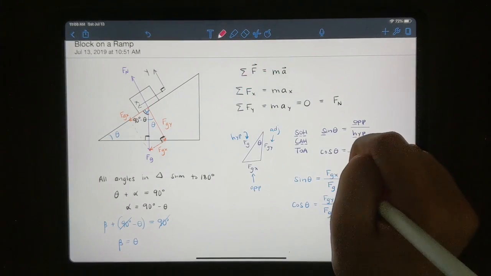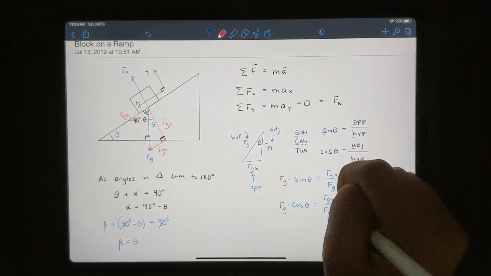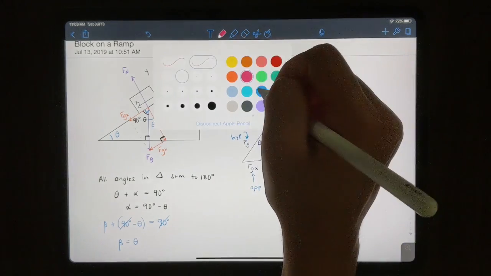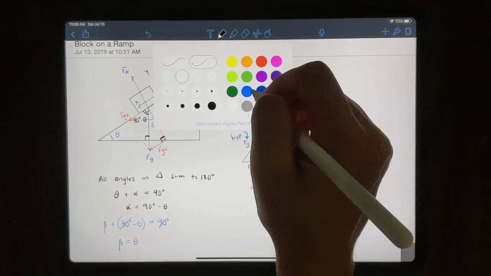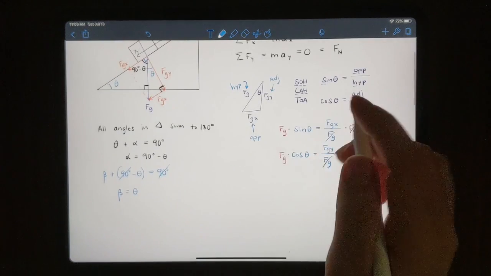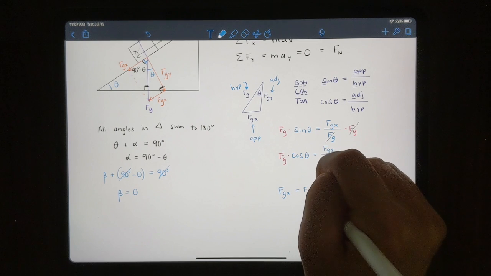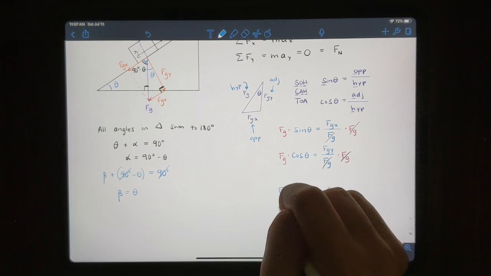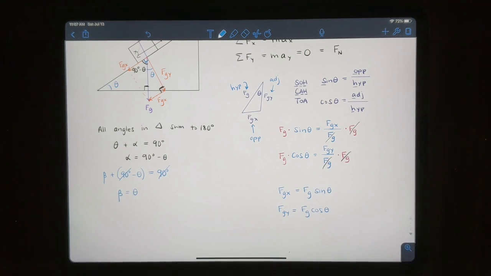What I'm going to do here is multiply both sides of both equations by FG. We can see that it's going to cancel out on the right side. FG is on the numerator and the denominator, so we get canceling out there. And finally, we're left with the relationship that FGX is FG times the sine of theta, and FGY is FG times the cosine of theta. Great. So now we have FGX and FGY defined by the angle and the gravitational force.